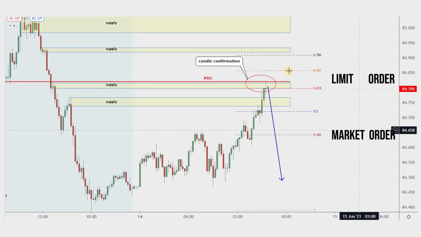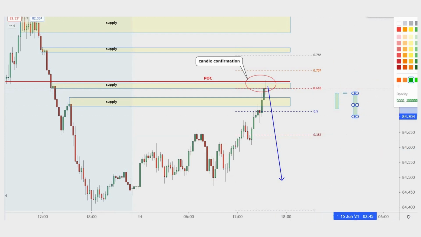There are two ways to trade these zones, with a limit order and market order. Both have pros and cons. The limit order offers us a better risk-reward ratio trade because it executes automatically. The con is that we don't have candle confirmation. The market order has lower risk-reward than the limit order, but on the other hand we can avoid more losing trades if we wait for candle confirmation before executing the trade.